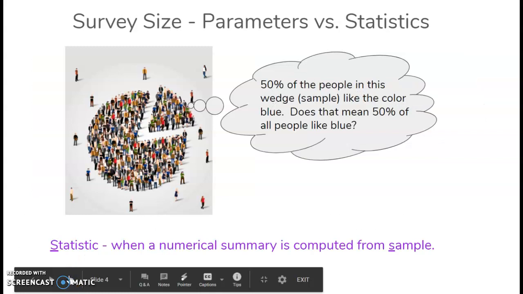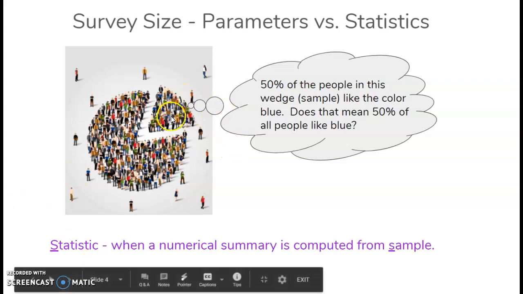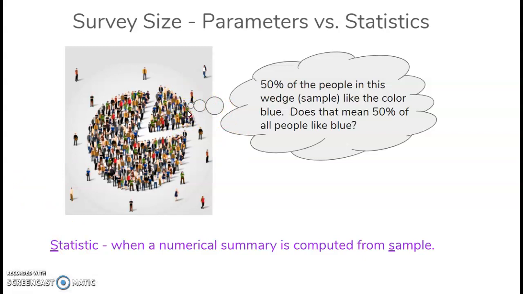If I want to make a numerical summary on a smaller group or on a sample, for instance, 50% of the people in this little wedge right here, or this sample of people, like the color blue, the question then is, does that mean that 50% of everybody likes blue? That's something that we will look at more, and how to make inferences, they call them. So when I survey a sample, can I draw the same percentage or the same numerical summary for the whole population? So this 50% is a statistic.